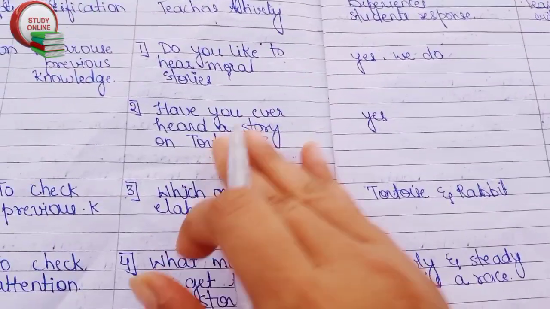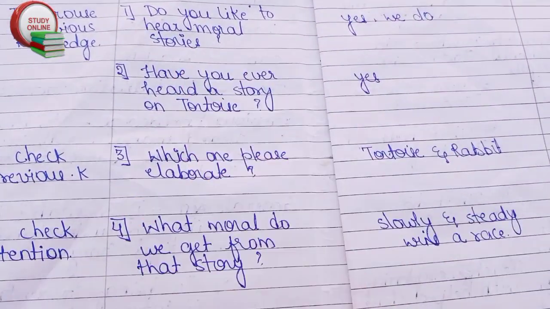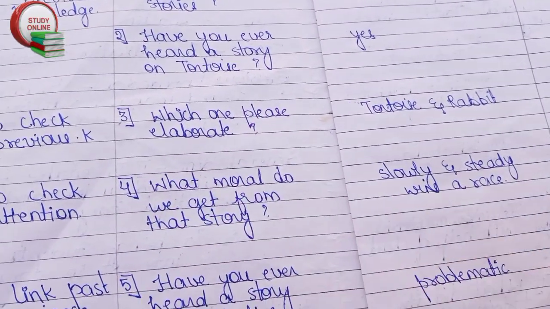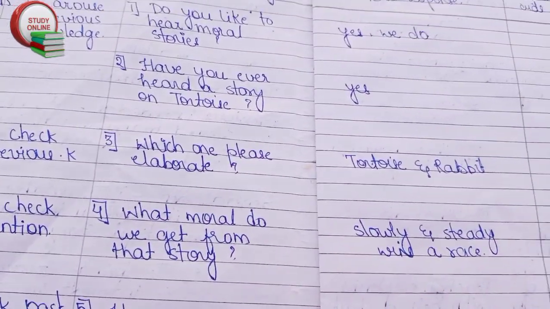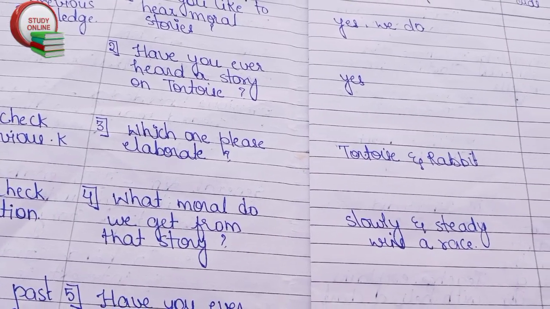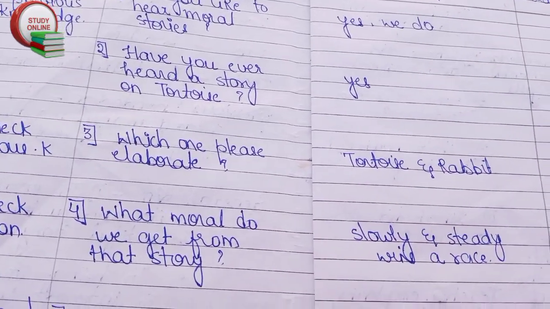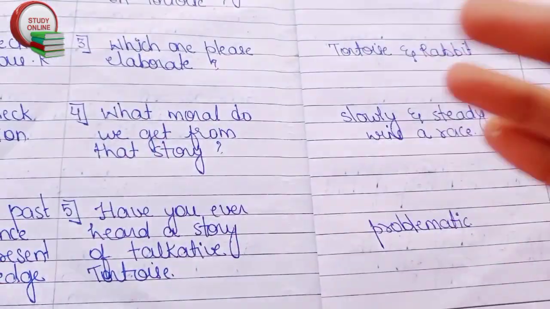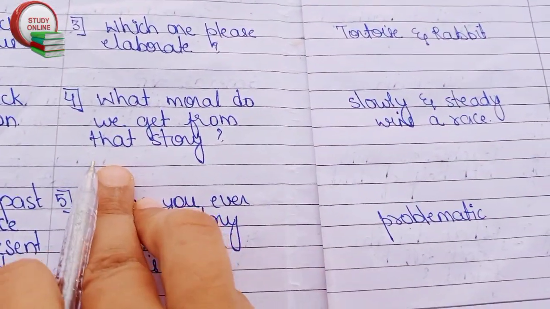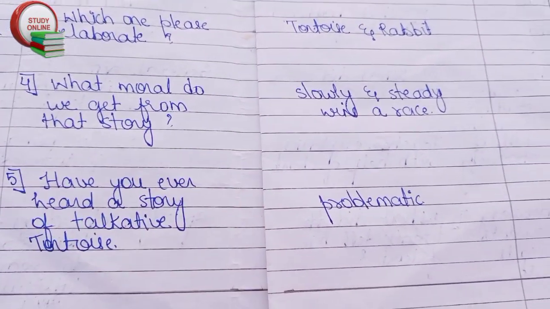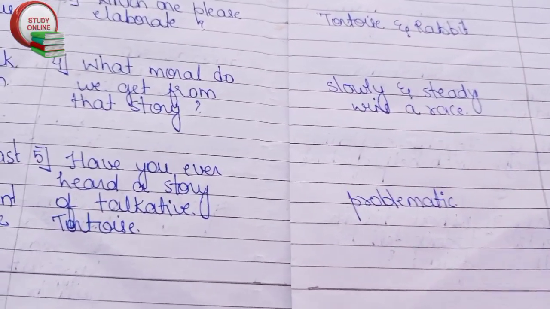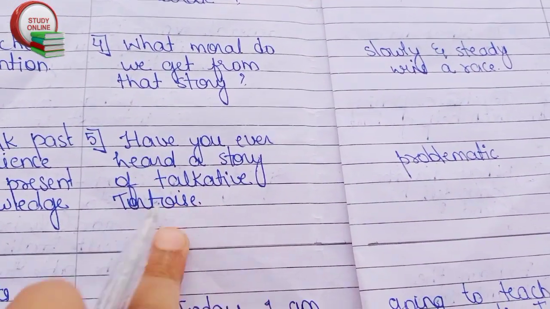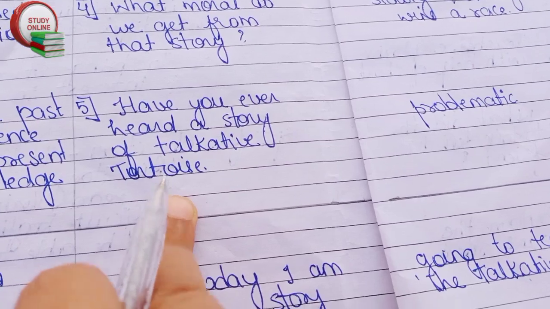Then we have to ask, have you ever heard a story on tortoise? Then they will answer yes, we have heard many. Which one, please elaborate? Then they will try to answer. They will say some story. They can say the tortoise and the rabbit also, because that is a very common story. They will answer whatever they have heard. What moral do we get from that story? Then they will answer what moral they get from that story. Then we can ask, this is the last question: have you ever heard the story of a talkative tortoise?